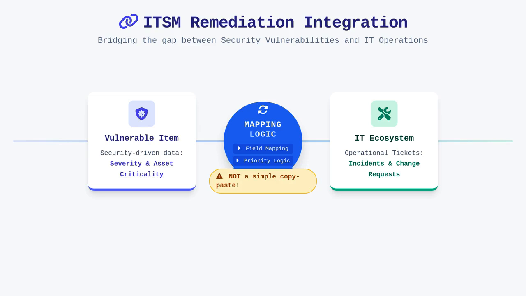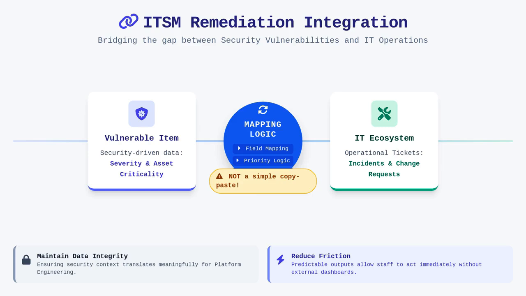We must ensure that the mapping logic accounts for the specific nuances of the vulnerability, including its severity and the asset criticality identified within the CMDB. If we fail to establish this mapping correctly at the outset, we introduce significant friction for the teams tasked with the actual patching or remediation work. By standardizing these field cross-mappings, we create a predictable output that allows IT staff to act upon incoming tickets immediately without needing to hunt for context in external vulnerability dashboards.